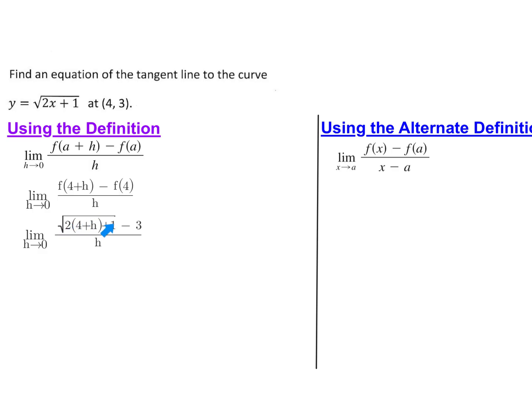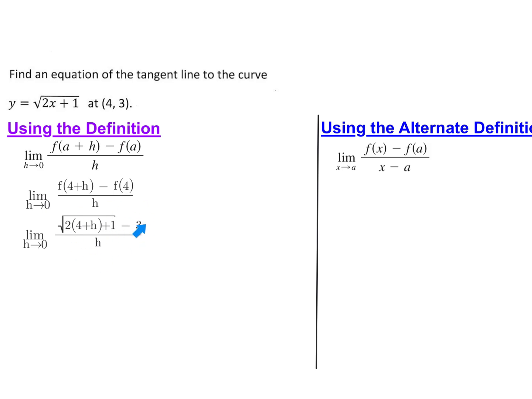8 plus 1 is 9. The square root of 9 is 3. 3 minus 3 is 0. This top is 0 with direct substitution. The bottom with direct substitution is 0. So I have a 0 over 0 situation. So this is one of those cases where I have to use the conjugate in order to simplify this.